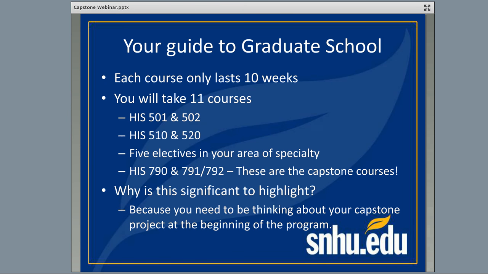The other thing we want to do is kind of keep in mind and put in perspective how quickly this final capstone requirement is going to develop and ultimately have to start to come into focus. Throughout your graduate coursework, each class lasts 10 weeks. That 10 weeks does move by very, very quickly. And throughout the program, you're also going to take 11 courses, and it's 501 and 502 and 510 and 520. And then your electives, and then you get into those capstone requirements courses, which are those 700 level courses. We highlight this because it's important to note that you should really start thinking about your capstone project at the beginning of the program.